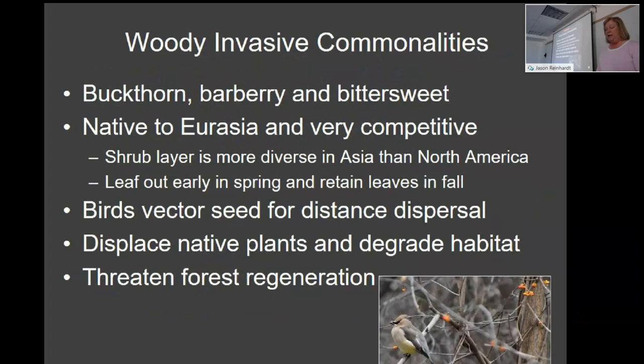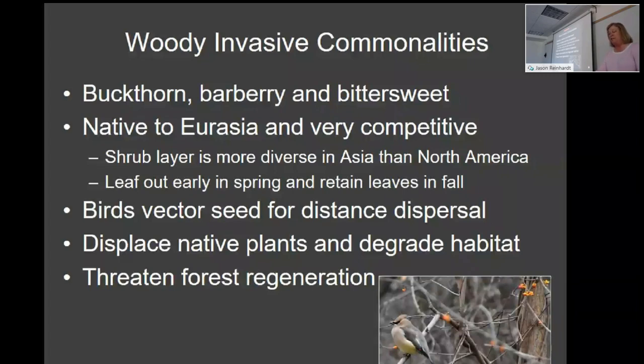They do things like leaf out early, they retain their leaves long into the fall, so they have a longer growing season. One of the things that makes all of these species really difficult to control is that birds can vector the seed. So we might know where a large population is, but then birds are moving the seed around, and in the case of Oriental Bittersweet, seed germinates better after passing through the gut of a bird than it does just falling to the ground. And so we have this dispersal, and it can be very difficult to find these populations that birds have planted. So hard to manage these plants.